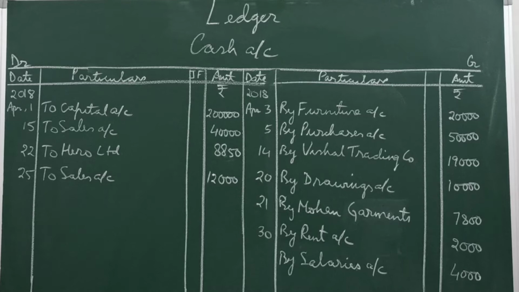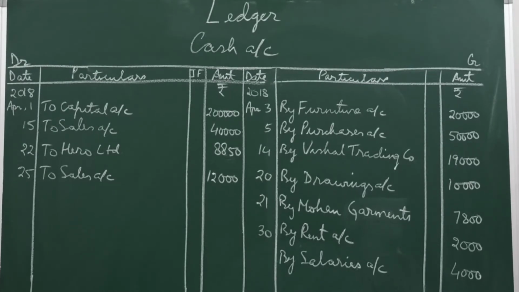From there we will be maintaining ledger accounts of cash account, capital account, furniture account, purchase account, Vishal Trading Company, Mohan Garments, Vishal Trading Company, purchase returns, discount received, sales, Hero Limited, drawings account, then we have Pawan Brothers, rent account and Sally's account. These accounts you have to maintain in the ledger separately.